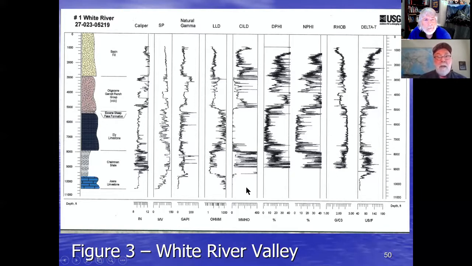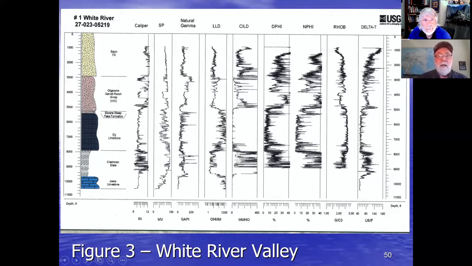Notice that the natural gamma at around 8,000 feet is showing some spikes in the Chainman. What this may very likely be is some phosphatic members, horizons, or beds within the Chainman Shale. Phosphate gives off a very strong natural gamma signature and actually can be used to develop type logs for phosphate deposits.